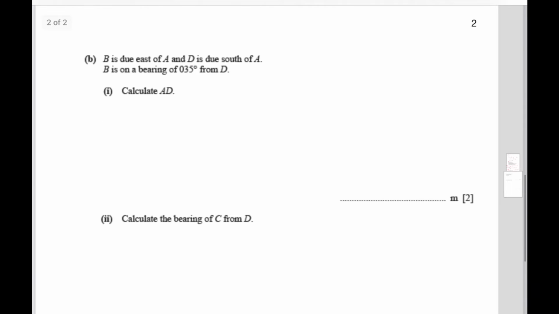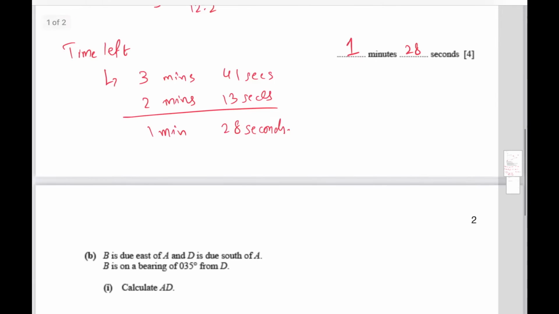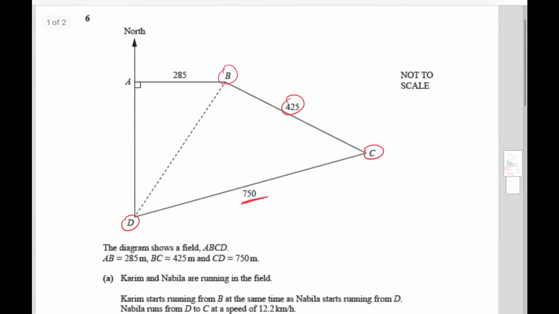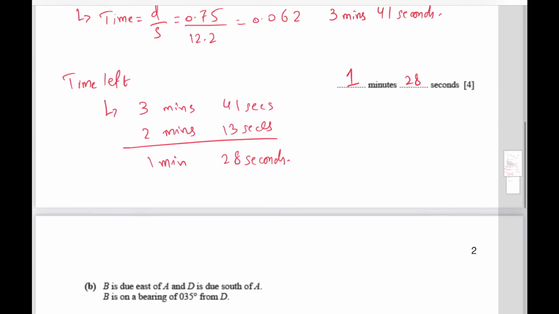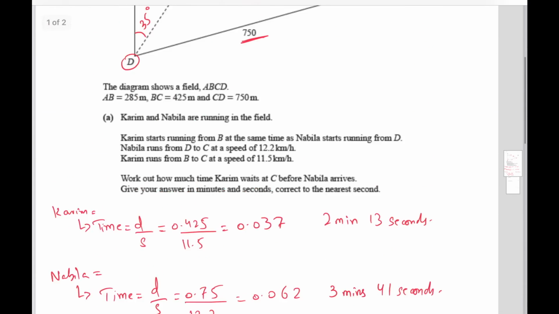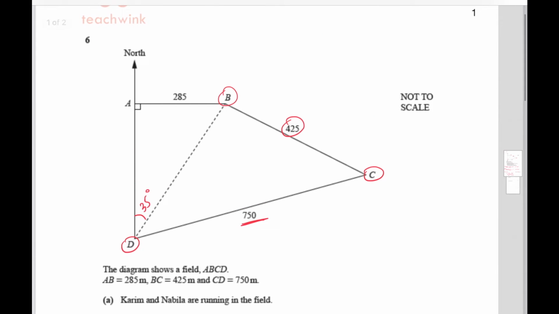Let's move on. The next part says B is due east of A and D is due south of A. B is on a bearing of 035 degrees from D. Let's see what that means. So B is on a bearing of 35 degrees or 035 from D. So what do we have to find? We have to find the distance AD. AD is going to be this distance over here. Now, of course, we have the opposite, which is 285, and we need the adjacent. So we are going to use tan.